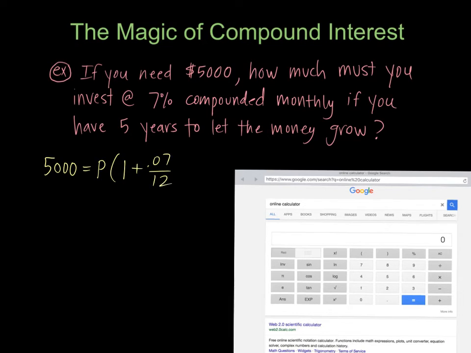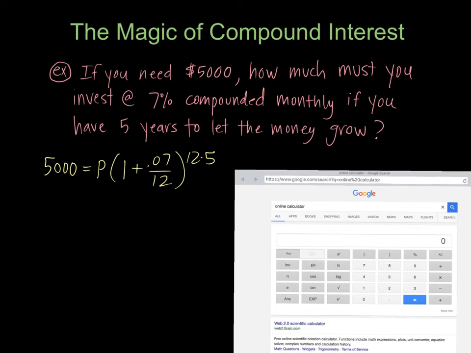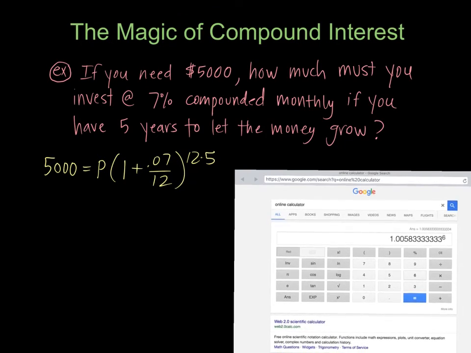Here we are monthly again. And 12 times 5 is going to be 60. All right, so my unknown is not in the exponent, so nothing fancy. I don't need to use logs. I just need to step my way through this process. I'm going to do the 0.07 divided by 12 first. Then I'm going to add 1. Then I'm going to raise it to the 60th power. And so I have 5,000 equals P times this number. So I'm going to do 5,000 divided by that number.